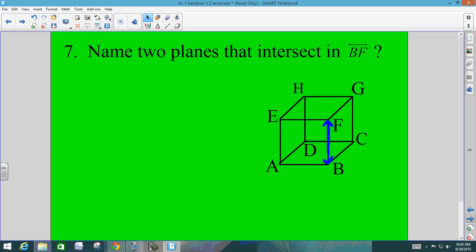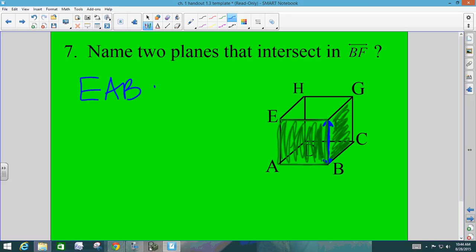All right, so if you shade in the 2 planes, that blue line there is hitting the right side of the box and the front. So those would be your 2 planes of intersection. How would you name this front plane? What page? Yeah, EAB, that would be your name for it. So there's your front one, and then it's hitting the right side.